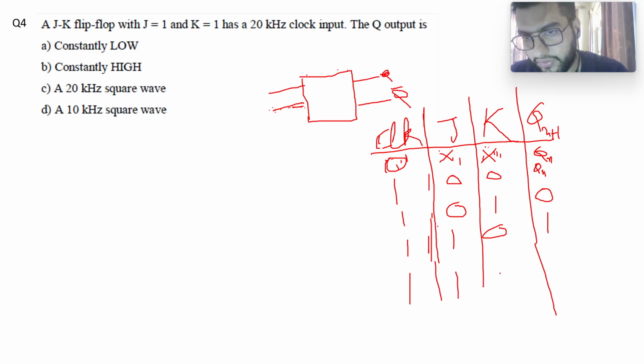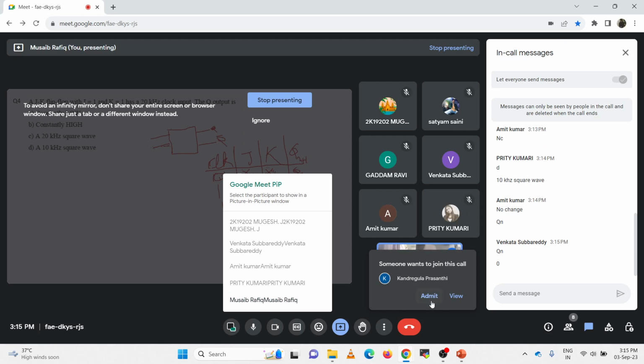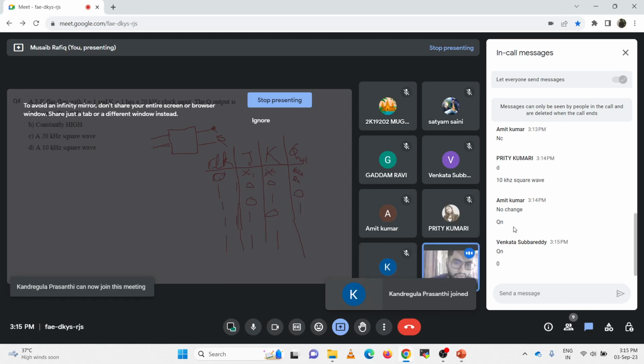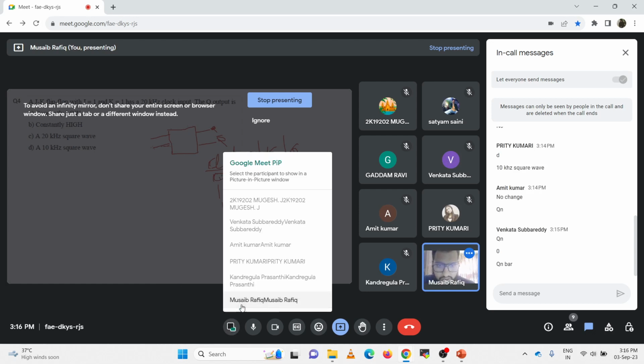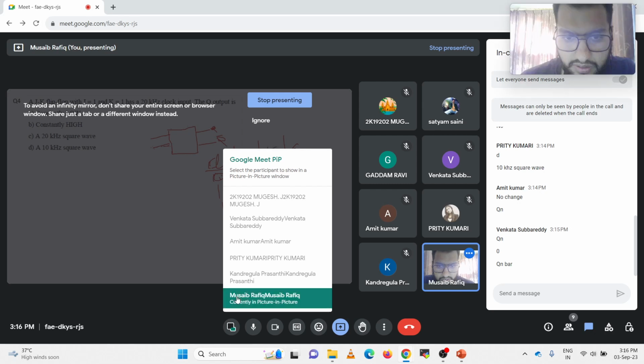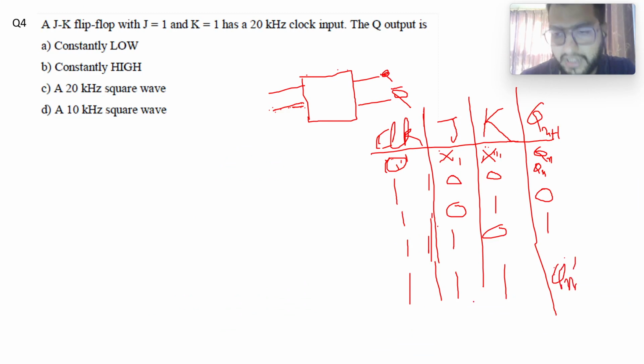And finally for 1 1, what will be the condition? When J is equal to 1, K is equal to 1, what will be Qn plus 1? Qn bar. Yeah, nice. So this will be Qn bar, right? So far we are all on the same page.